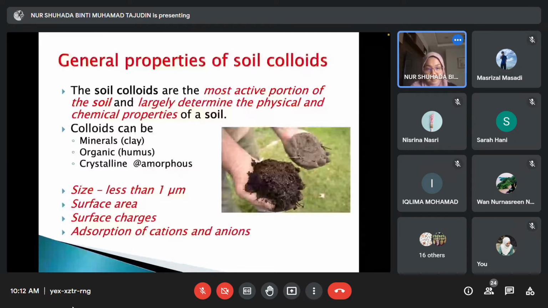It is a small particle which should have a large surface area. It has good surface charges. It can absorb cations and anions. Cations are the positively charged ions, for example calcium, magnesium, and potassium. Soil can hold a major amount of cations, but soil also has a capacity to hold anions. So what are some examples of anions?